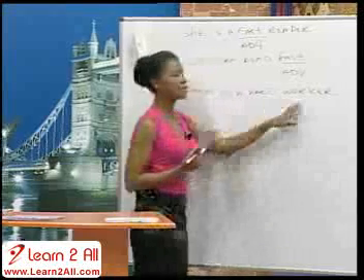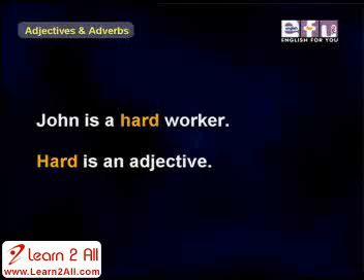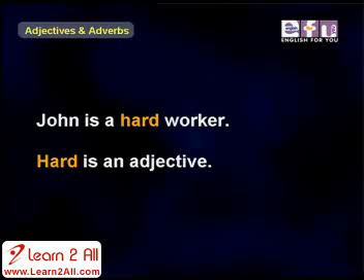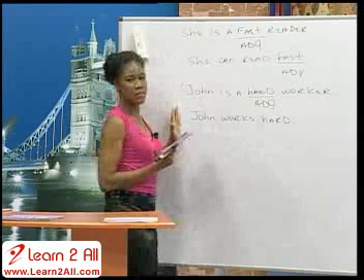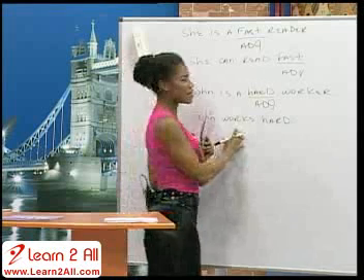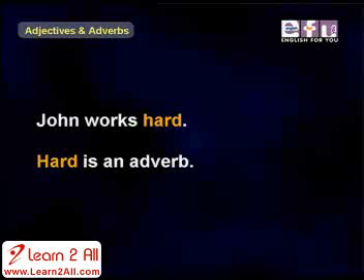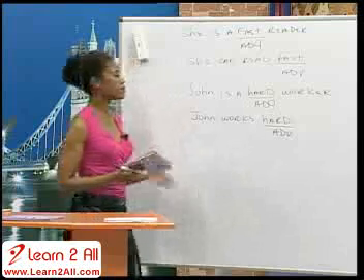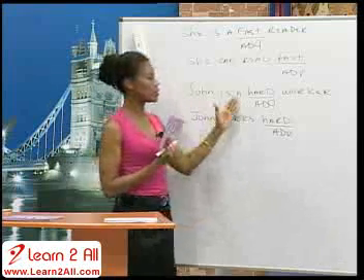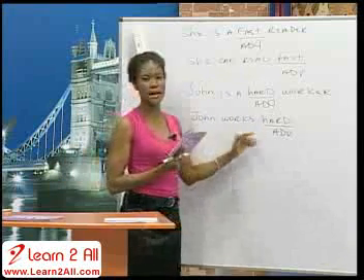Next example. John is a hard worker. In this sentence, worker is a noun, and hard is telling us about the worker. So in this sentence, hard is an adjective. But we can say, John works hard. Again, the sentences are saying the same thing. But in this second sentence, hard describes how John works, which is a verb. So in this sentence, hard is an adverb. So let's review. John is a hard worker, hard as an adjective. John works hard, hard as an adverb.